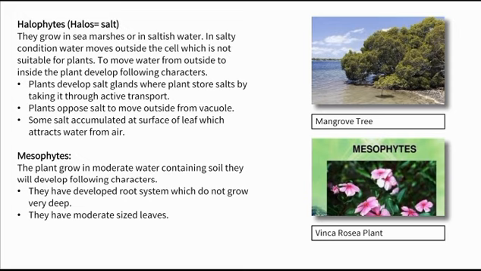Mesophytes. The plants grow in moderate water containing soil. They will develop the following characters. So mesophytes are the normal plants you can see anywhere. Here is an example, which is Vinca rosea. Vinca rosea you can see in every garden. So basically where there is moderate condition, plants will grow easily. They have a developed root system, because they are root plants which do not grow very deep. They have moderate sized leaves.